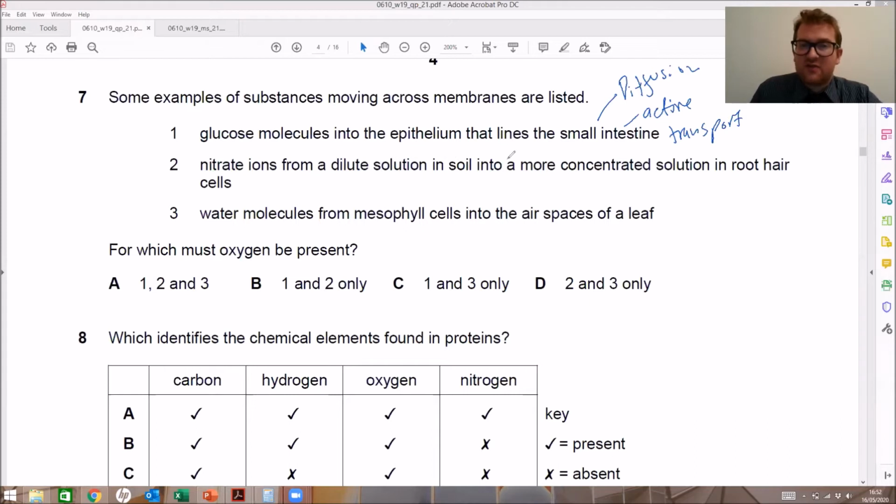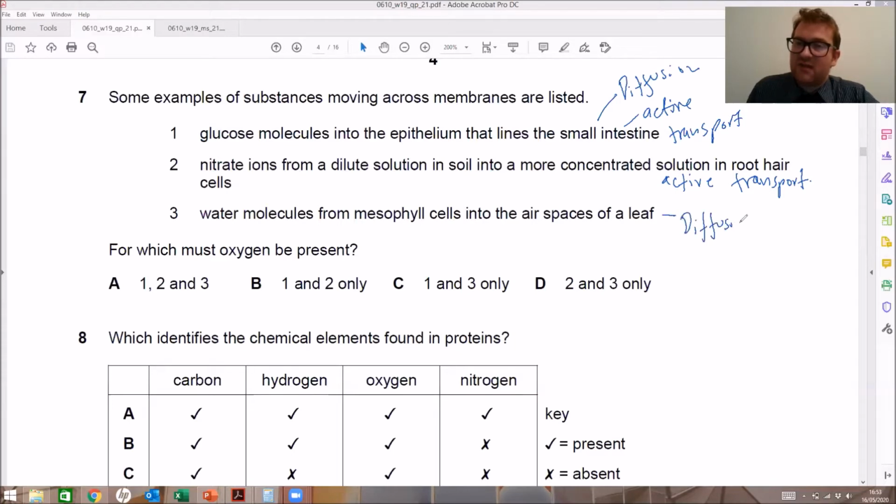Nitrates move from a dilute solution to a more concentrated solution in the root hair cells. Now this is an example of active transport as well, because it's going against the concentration gradient. Okay, water molecules from the mesophyll cells into the air spaces of the leaf. Now normally when we refer to water, we refer to osmosis, but as it's being moved as a gas, a water vapor, we refer to this movement as diffusion.